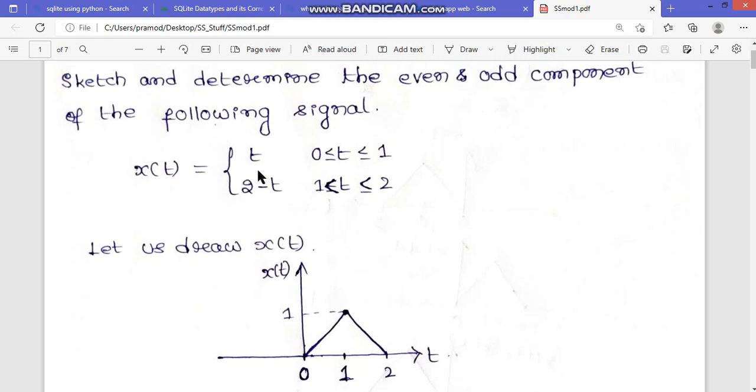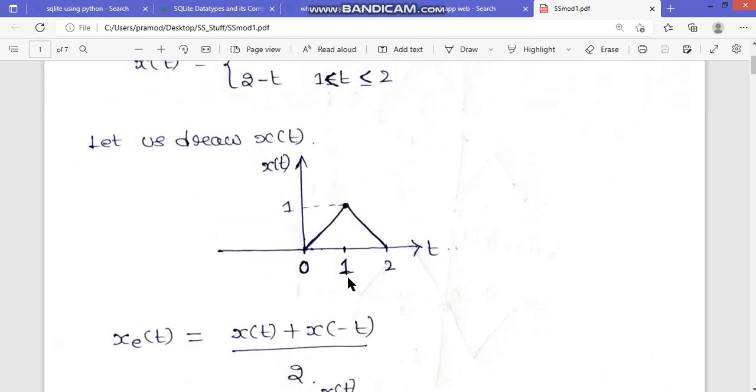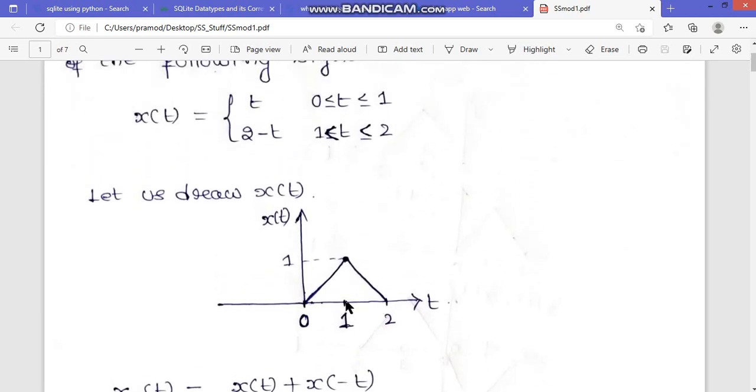So I will explain how we got this 2 minus t. You can observe here, from 1 to 2, what is happening to your x of t? This is dropping from 1 to 0, right? Or what else you can do? t can vary from 1 to 2, right? Replace this value of t with the values 1 to 2.